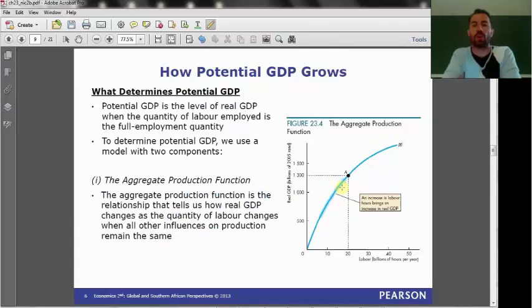What then determines that level of output and our growth in our economy? Oh, any questions at this point? Or any comments you want to make?